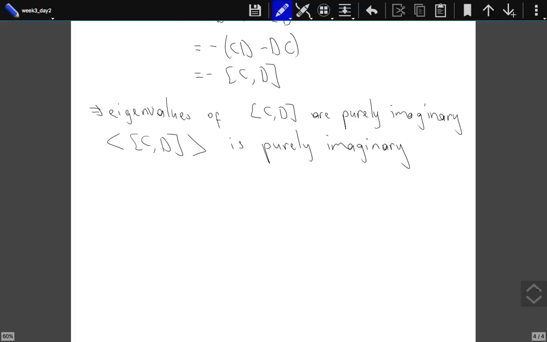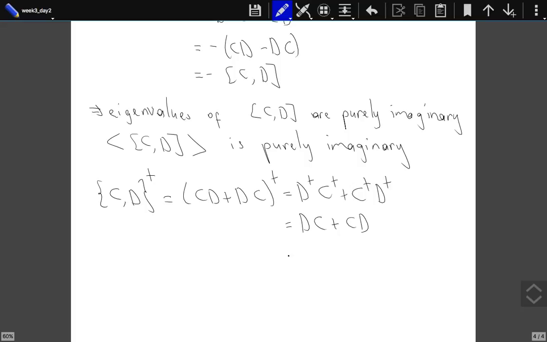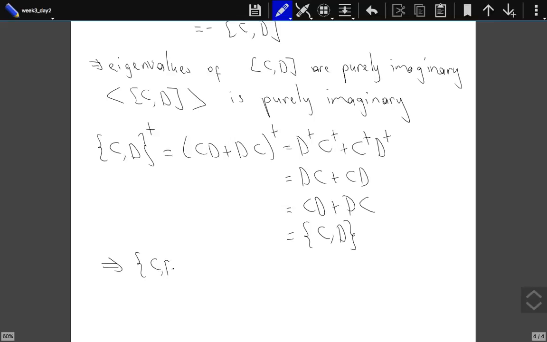Well, let's look at any questions on this one? Let's look at the anti-commutator of C and D. Let's look at its dagger. This is equal to CD plus DC dagger. This is D dagger, C dagger, plus C dagger, D dagger. This is DC plus CD, or this is equal to CD plus DC, which is nothing but the anti-commutator of C and D. So if we have two Hermitian operators, their anti-commutator is Hermitian. Its Hermitian conjugate is equal to itself.